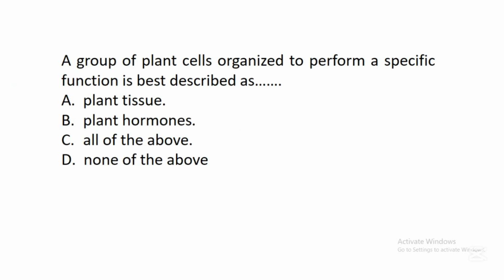The first question says, a group of plant cells organized to perform a specific function is best described as dash. A. Plant tissue. B. Plant hormones. C. All of the above. D. None of the above. In this question, the correct answer is A. Plant tissue. So a tissue is a group of cells that perform a specific function.